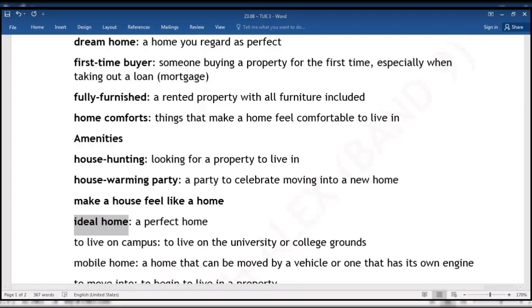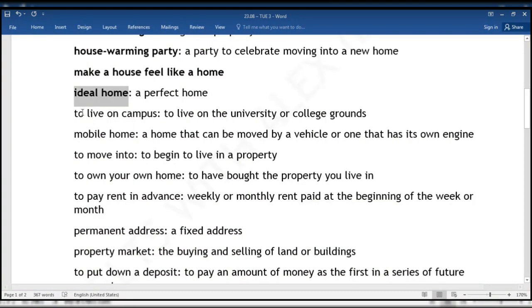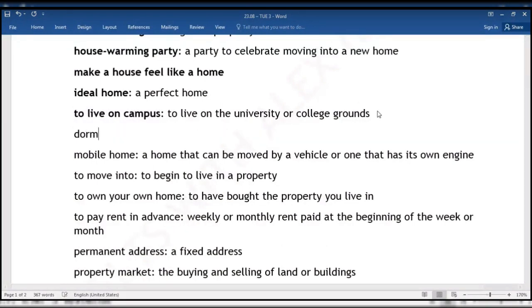Yeah. Next is to live on campus. This is talking about when you are living, whenever you go to university, you live on campus. There's a word for this actually. I'm gonna write that down. Dormitory. Dormitory, or dorm for short.